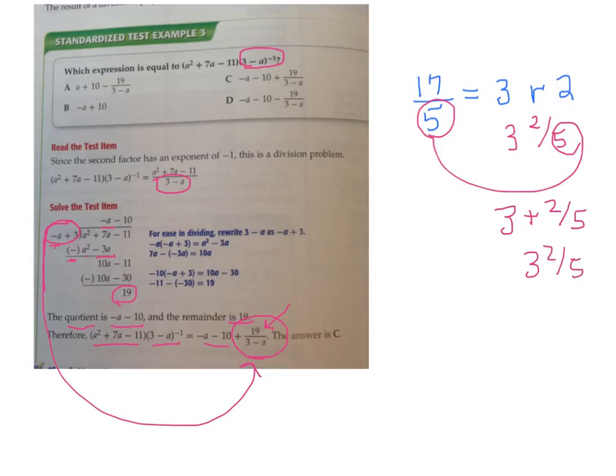So when they write their answer down here, they say it's negative a minus 10, and then they add the remainder divided by 3 minus a. Interesting. Go ahead and try to check your progress.